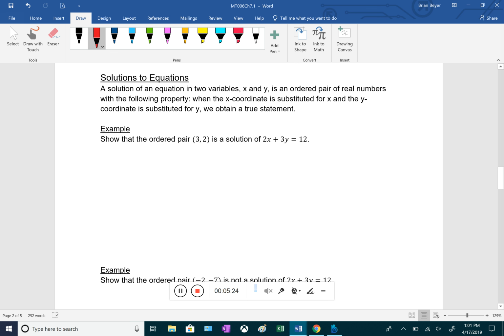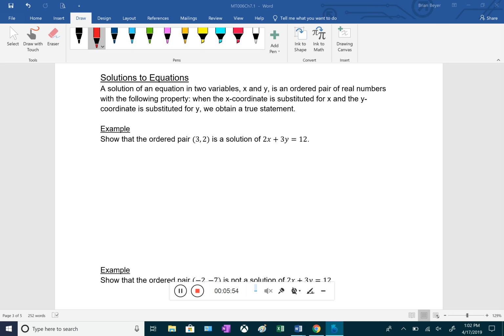Okay, next for solutions to equations. A solution of an equation in two variables, which we'll just be using x and y, is going to be an ordered pair of real numbers, such that when the x-coordinate is substituted in for the x, and the y-coordinate is substituted for the y, we get a true statement. So for example, let's show that the ordered pair 3, 2 is a solution to 2x plus 3y equals 12.